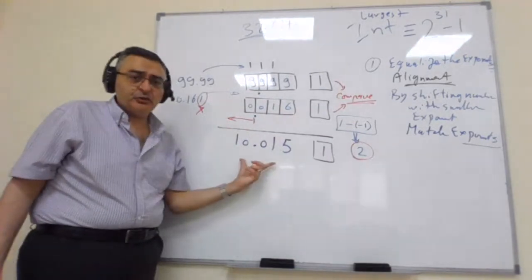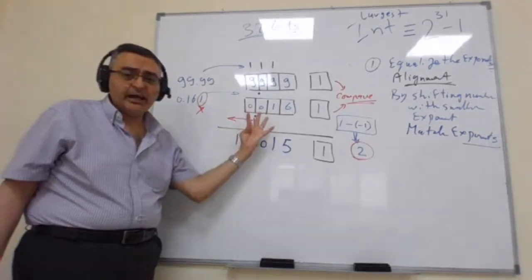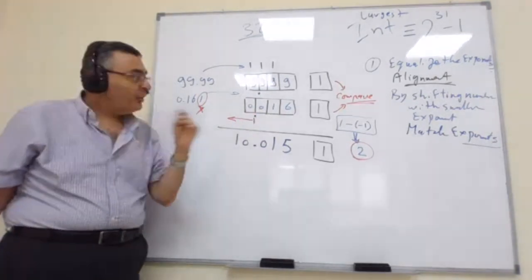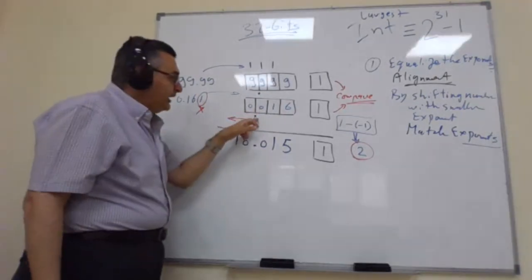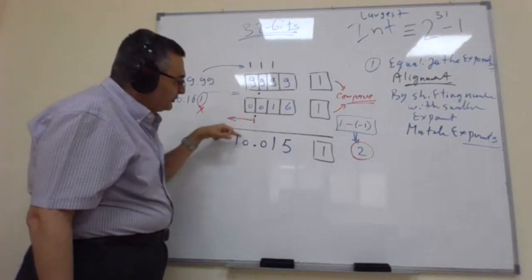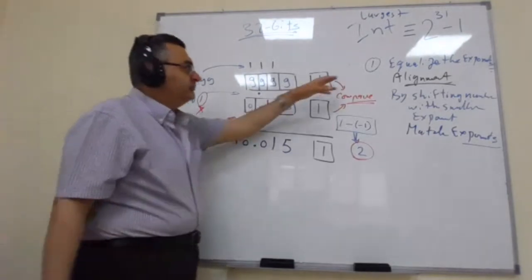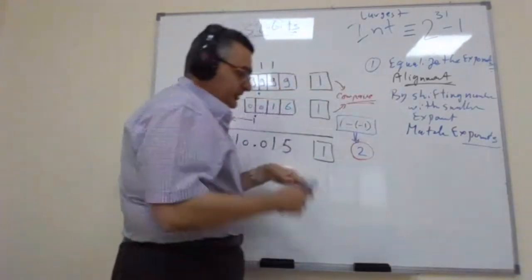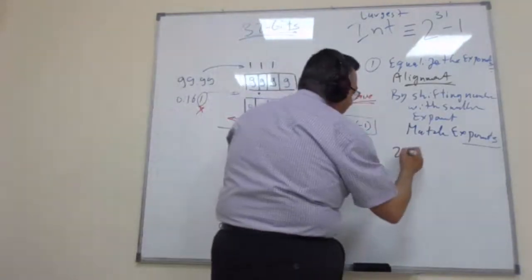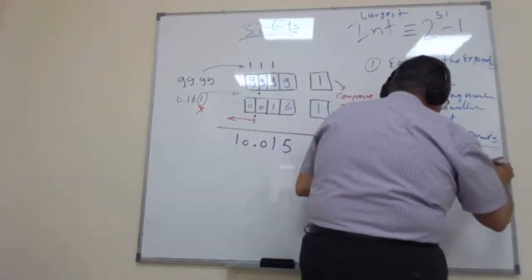Now, is this ready for storage? Remember, how many slots do I have for my mantissa? Where is the decimal point? The decimal point here we agree to be right after the first digit. So first, match the exponents. Second step is perform addition.